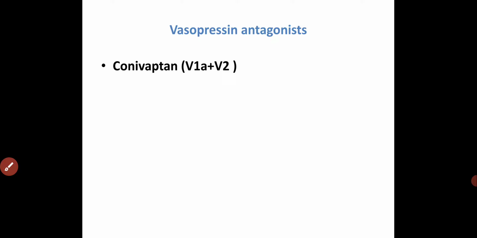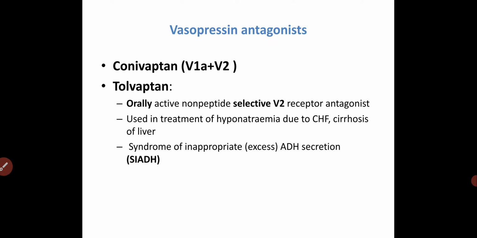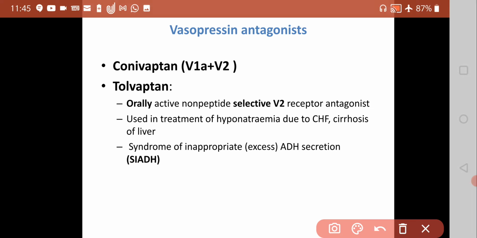Then the other useful drugs are the vasopressin antagonists. Conivaptan acts on the V1 receptor and also as a V2 receptor antagonist. The main drug used nowadays is tolvaptan. Try to remember this: the suffix vaptan comes at the end of every drug. It is a vasopressin receptor antagonist.